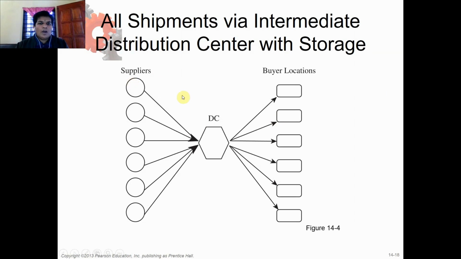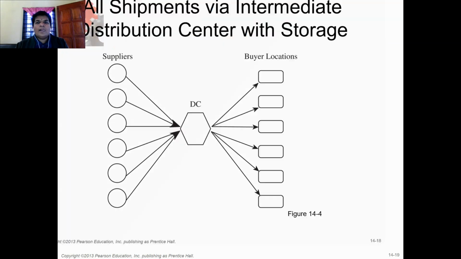All shipment via intermediate distribution center with storage. You see all the suppliers send to the distribution center, then it is organized, then from the distribution center it goes to the buyer location. Much more systemized and easy in a way that information will flow consistently, and the movement of product can be easily tracked.